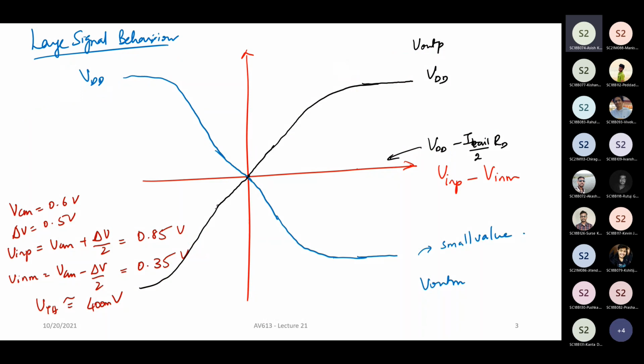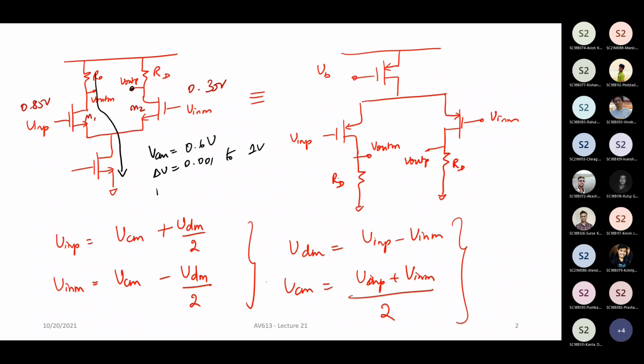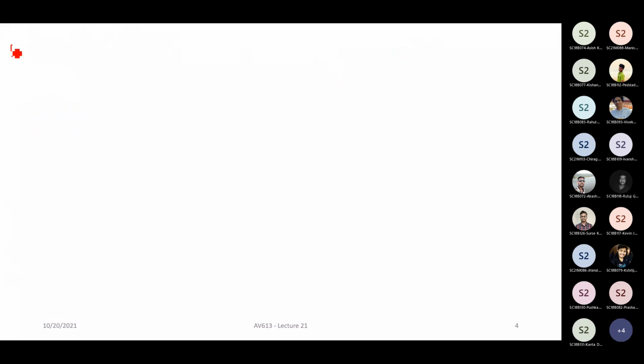GM RD by 1 plus GM RT. No, differential mode gain. Just to refresh your memory, if you take the circuit, this particular point, let's call it point P, is a virtual AC ground, right? So the differential mode half circuit turns out to be what? DM half circuit.